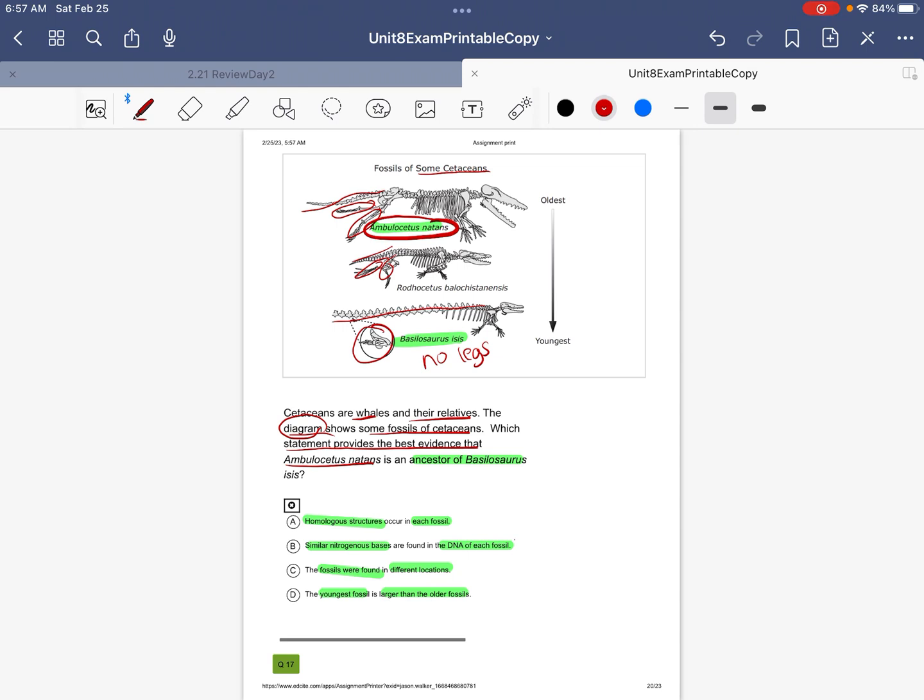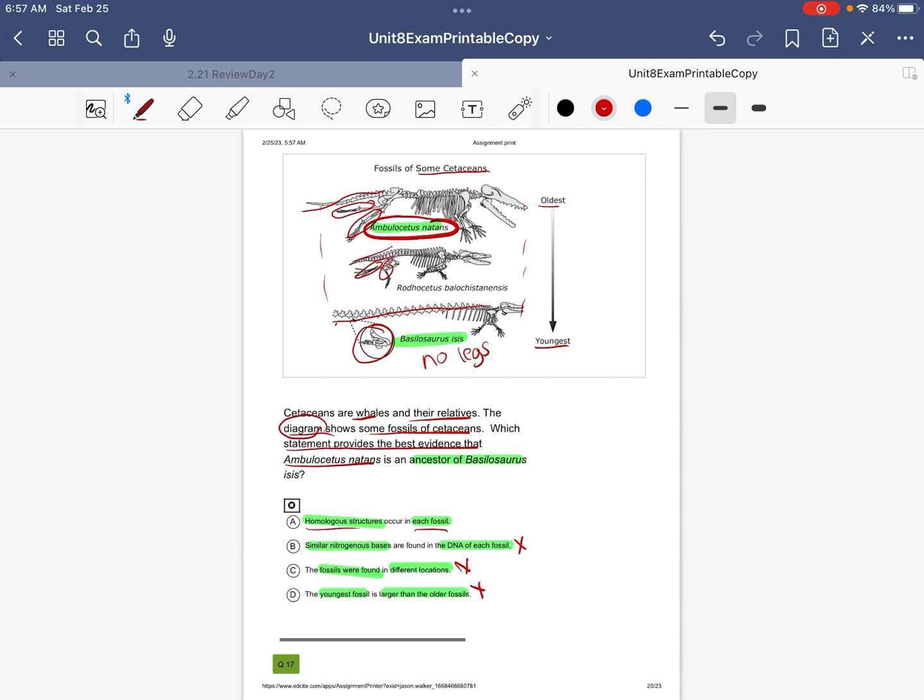I cannot tell you if they share DNA bases because that information is not given. The fossils were found in different locations. It does not tell me where they are found. It just tells me who is oldest and who is youngest. The youngest fossil is larger than the older fossil. Just by looking at size, that is untrue.